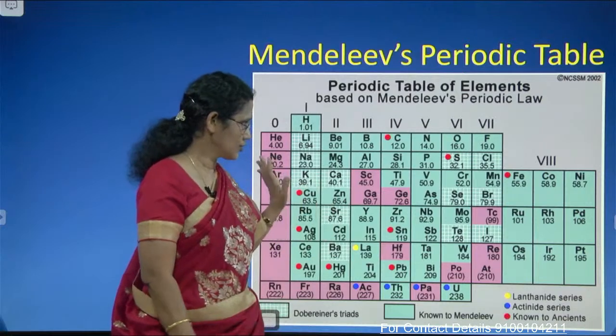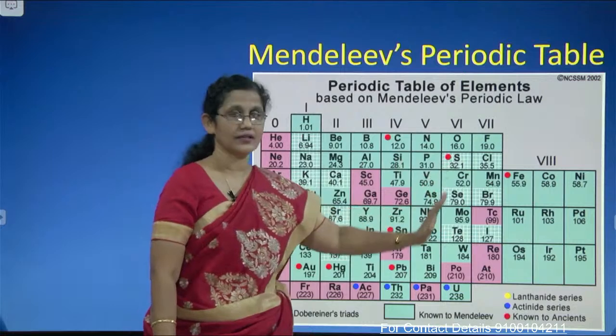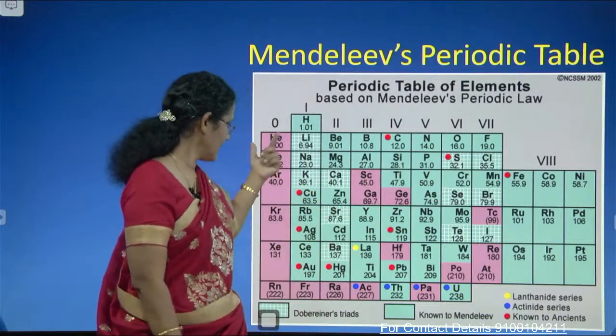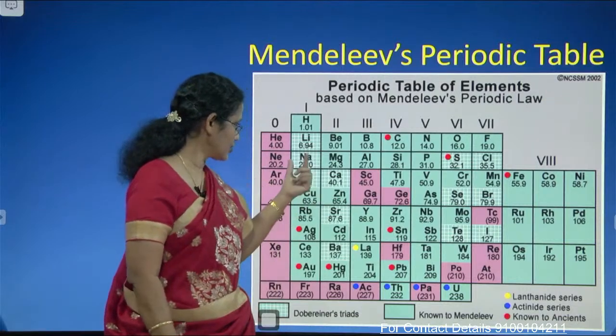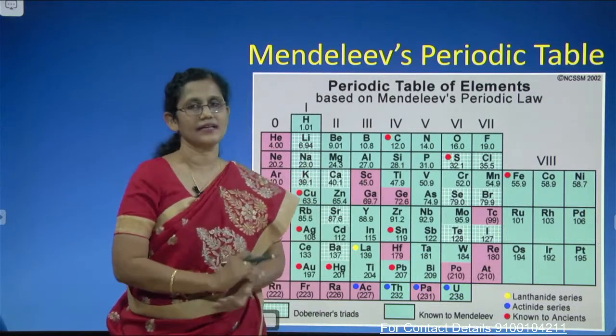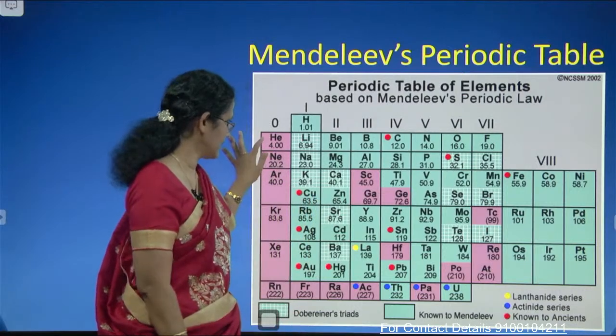And coming to groups, 1 to 8, Roman numeral 8, in the original table. Noble gases were discovered later and added as group 0, and each group again has subgroups A and B. So, this is about Mendeleev's periodic table.